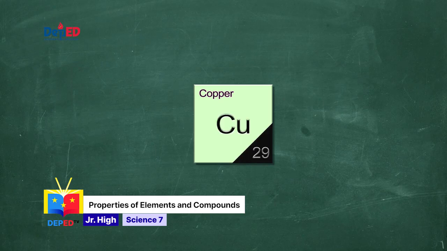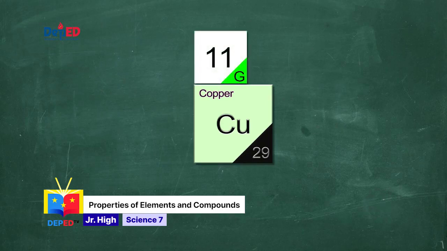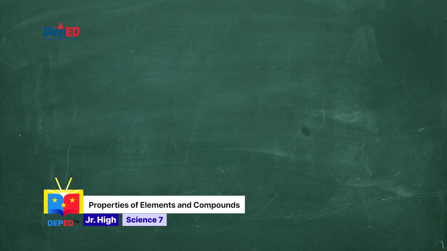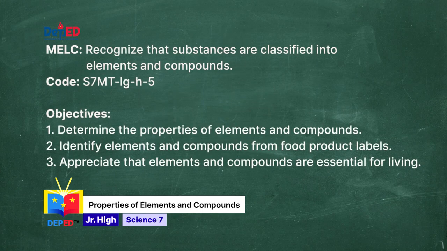What about its group number? Very good! It belongs to group number 11. What about its period? You got it right, because copper belongs to period 4. Well then, I congratulate you. Job well done. Here are the learning objectives for today's lesson.